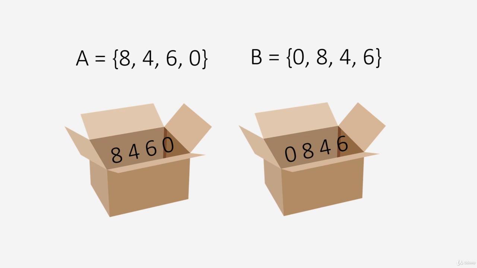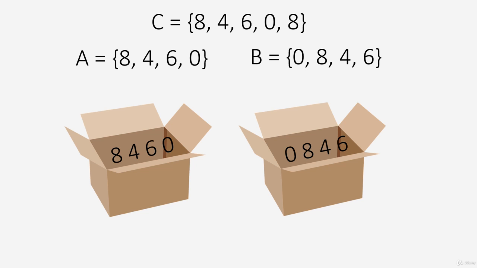So it doesn't matter in what order the elements are, all we care about is whether the elements are in the set. Another important thing is that we don't have repeating elements. So for example, if I define set C that contains 8, 4, 6, 0, and 8, it is still equal to set A. Why? Once again, we care only about whether the element is in the set, and we don't care how many times it is in the set.